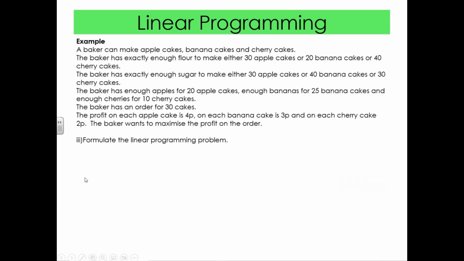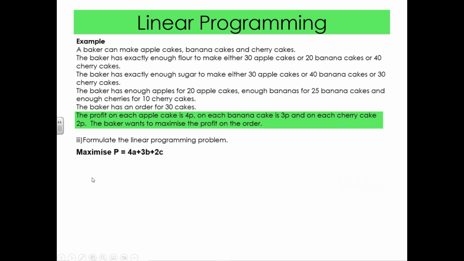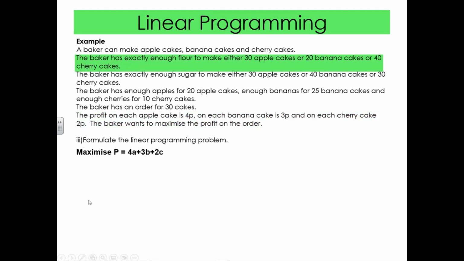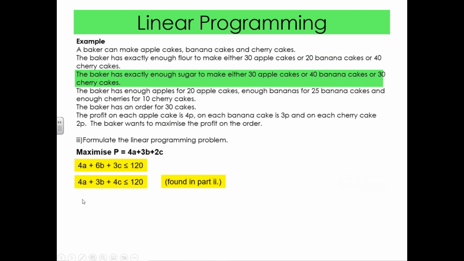So the next bit is formulate the linear programming problem. First off, let's state the objective function. We're looking to maximize profit. The profit that we make is 4p per apple cake, so 4 times the number of apple cakes plus 3 times the number of banana cakes plus 2 times the number of cherry cakes. We've got our 2 constraints from earlier on in the question.